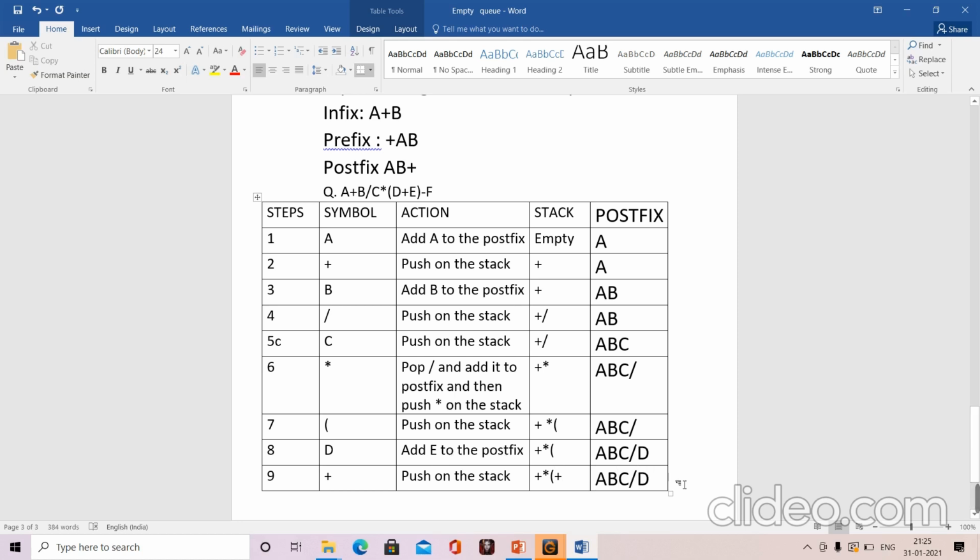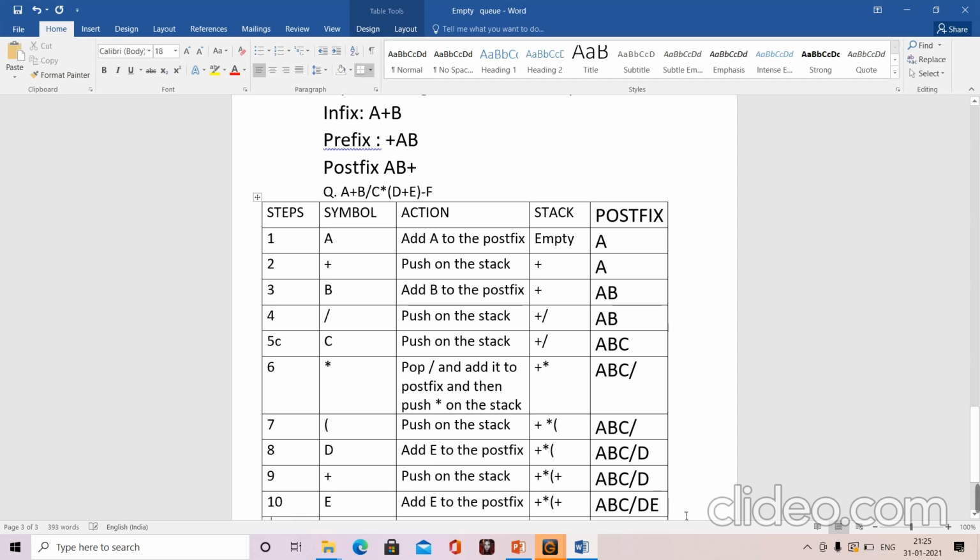Then next is 10. We have another variable, that is an operand. So add E to the postfix: A, B, C slash D and E will be added. All right, then we have the right parenthesis.